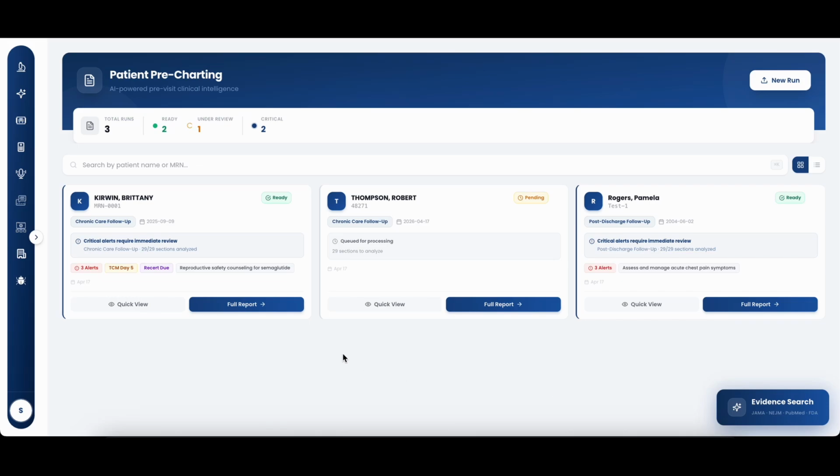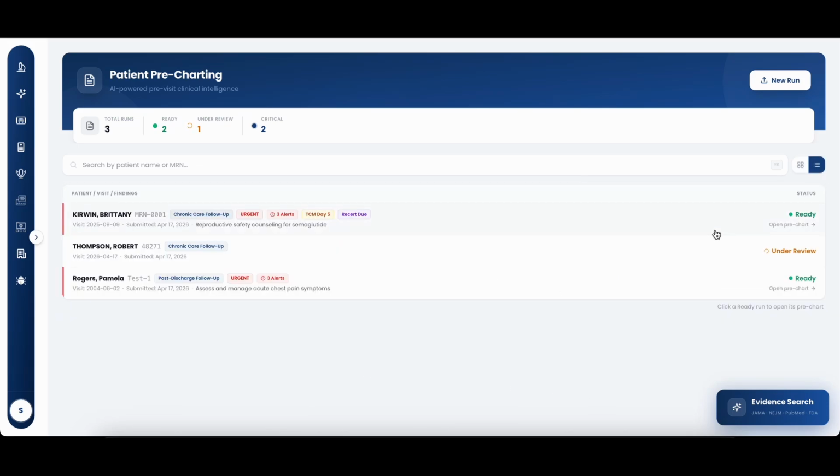This is where the day starts. All scheduled patients are in one place. Before opening any chart, urgent findings, open TCM windows, and pre-charting data are already visible.